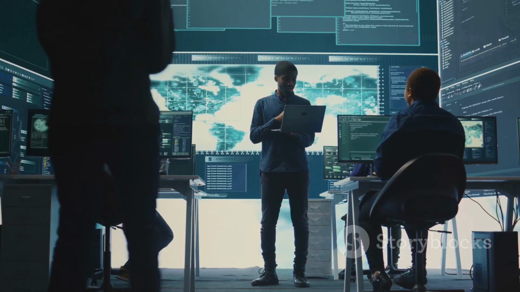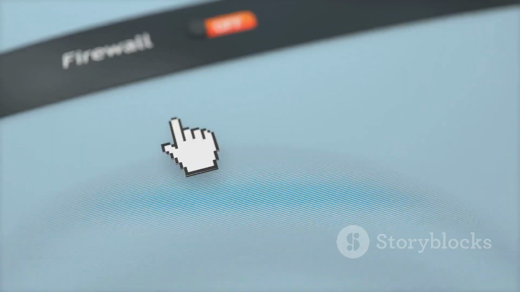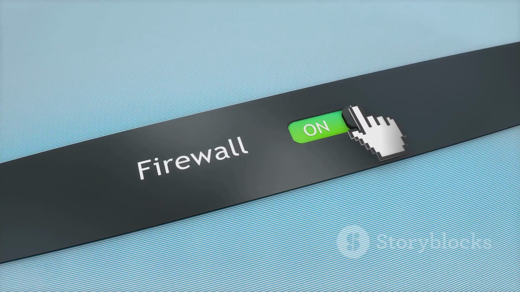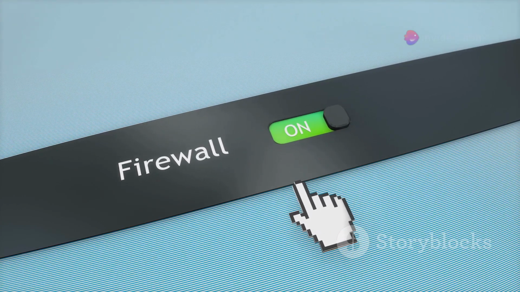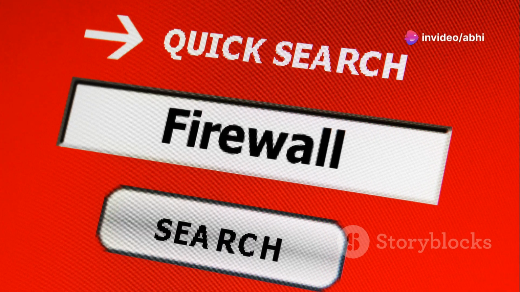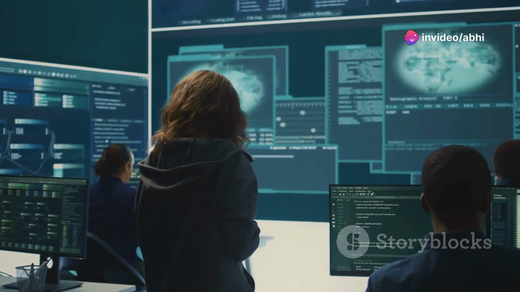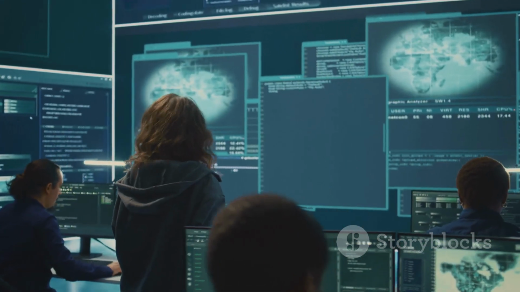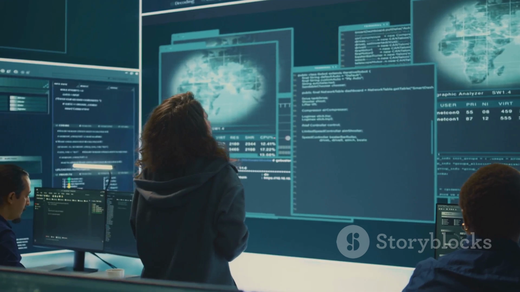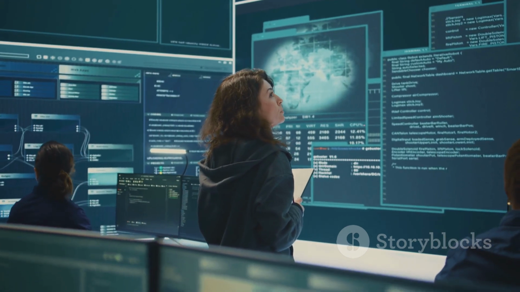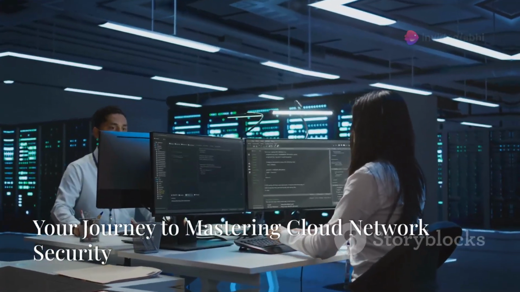Next, implement robust network security measures. Deploy firewalls, intrusion detection and prevention systems, and web application firewalls to protect against a wide range of threats. Consider using a Security Information and Event Management System, or SIEM, to centralize security logs and alerts from multiple sources. Finally, prioritize application security.